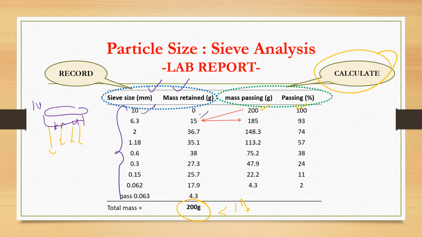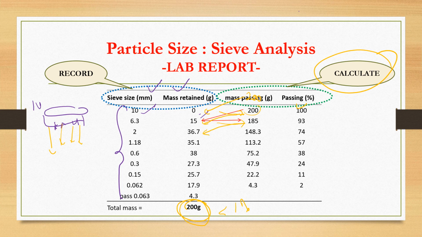So how do we calculate the mass passing? We know that the total is 200 grams, so 200 minus 0 is 200. Then 200 minus 15 equals 185.